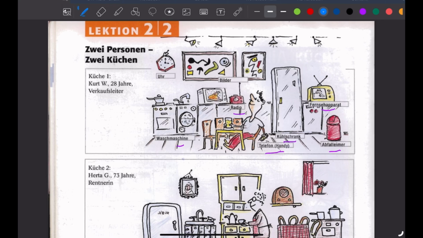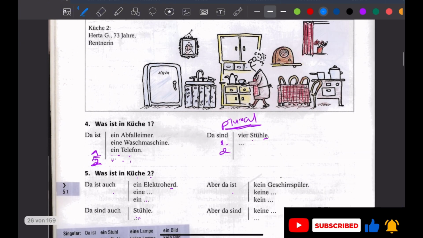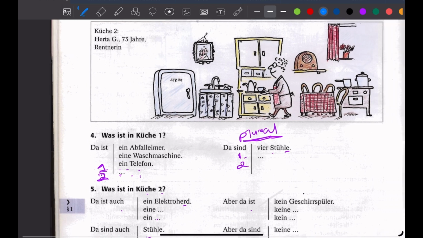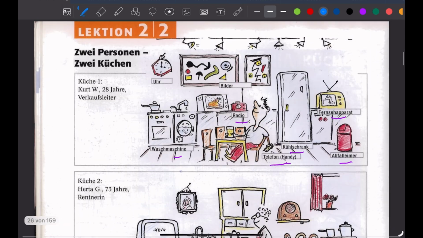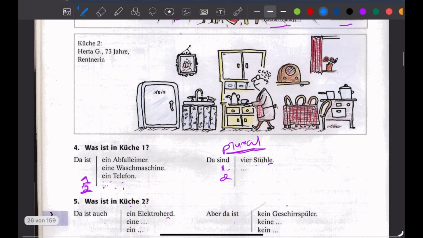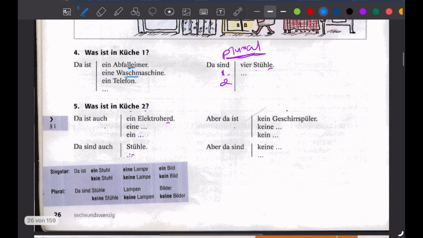So we're going to continue from the Hausaufgabe, the assignment I gave the last time, to just look for what you can find in these pictures and fill it in, right? That's over here. So we have verses in Küche 1. So this is Küche 1. We have, das ist ein Abfalleimer, eine Waschmaschine, ein Telefon. And I said we should look for two more things we can find there.